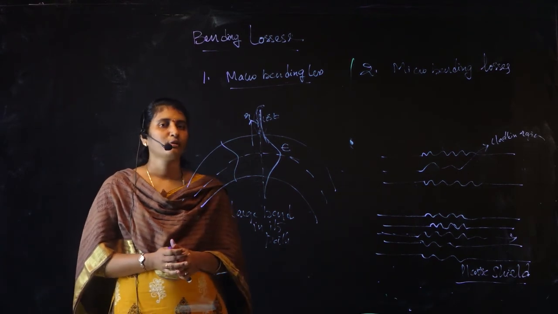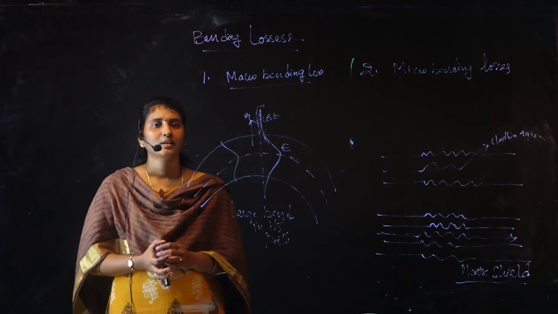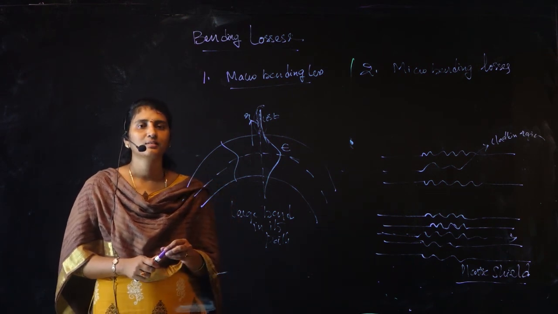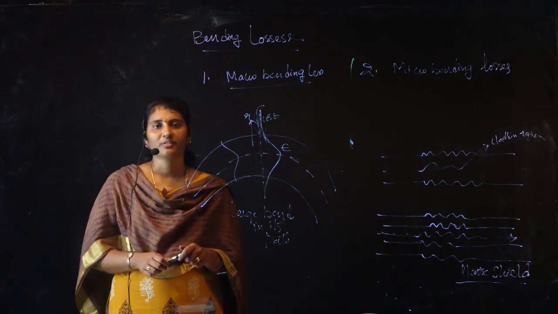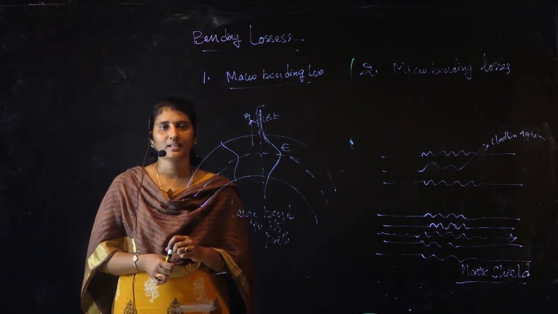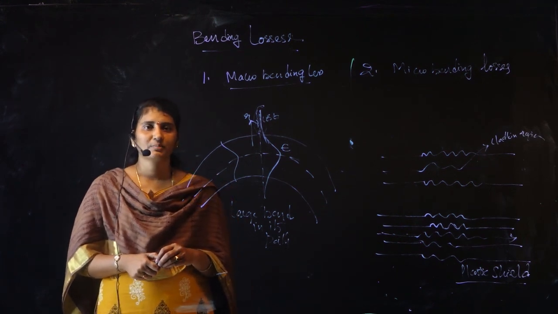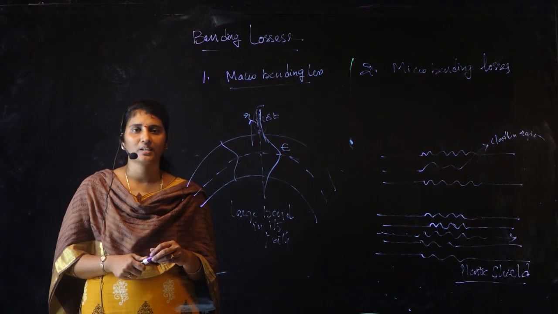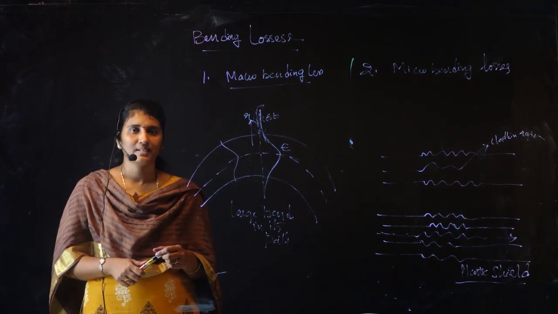Another type of phenomenon that can occur in optical fibers which leads to loss of information or attenuation is dispersion. In our next class we will discuss what dispersion is, how it occurs, and what the different types of dispersion mechanisms are. Thank you.